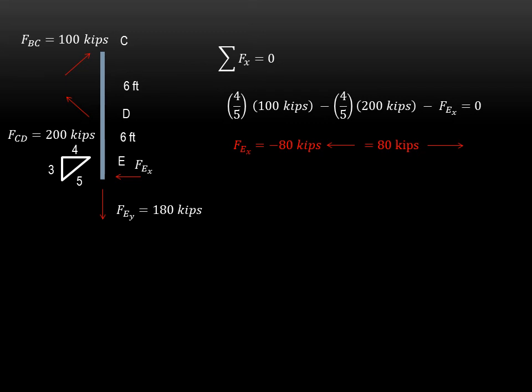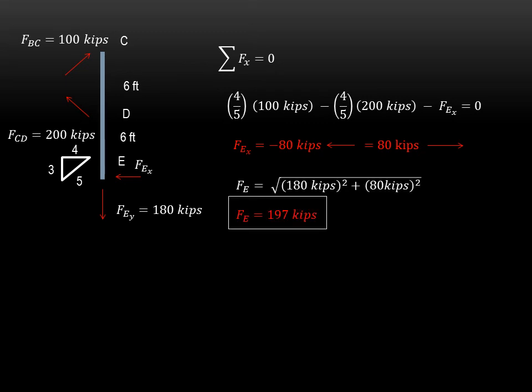Now, let us use the Pythagorean theorem to get the value of force E, which is 197 kips.